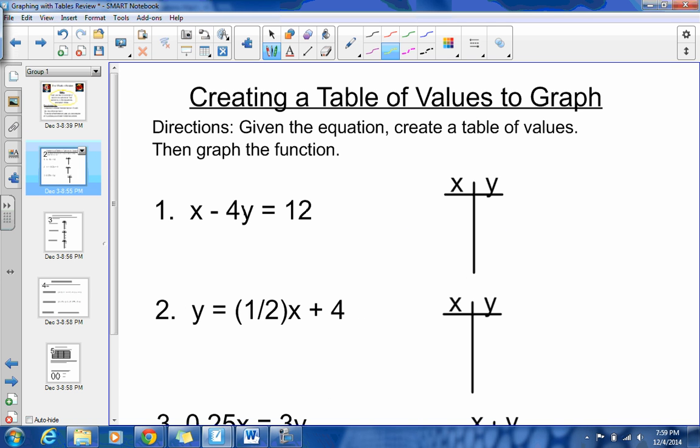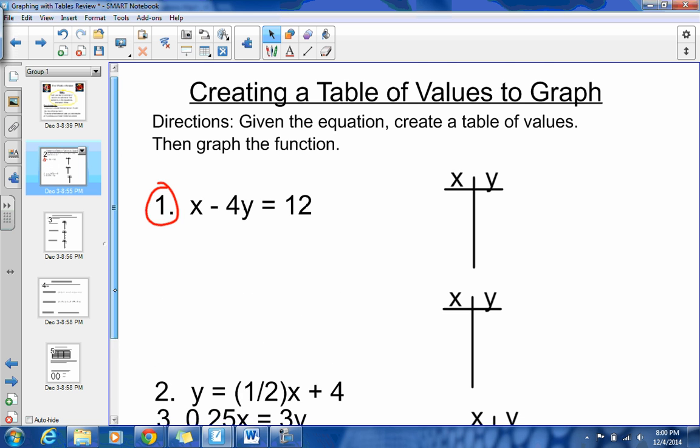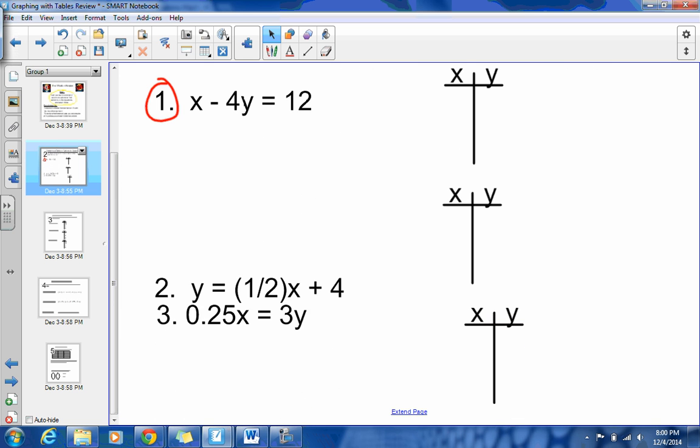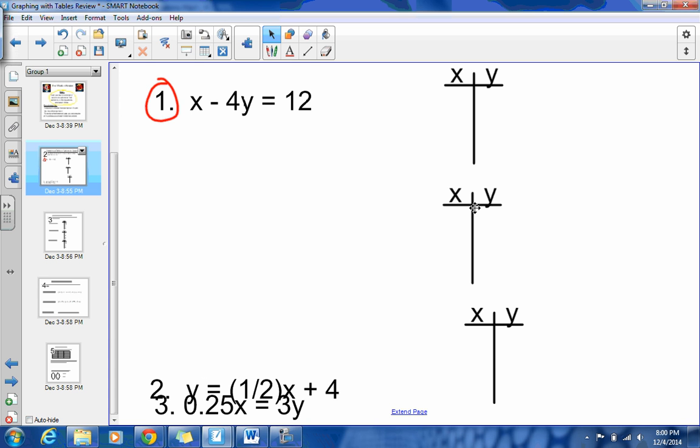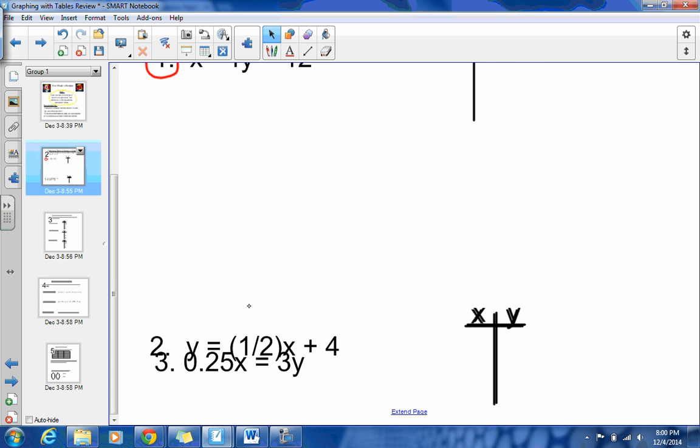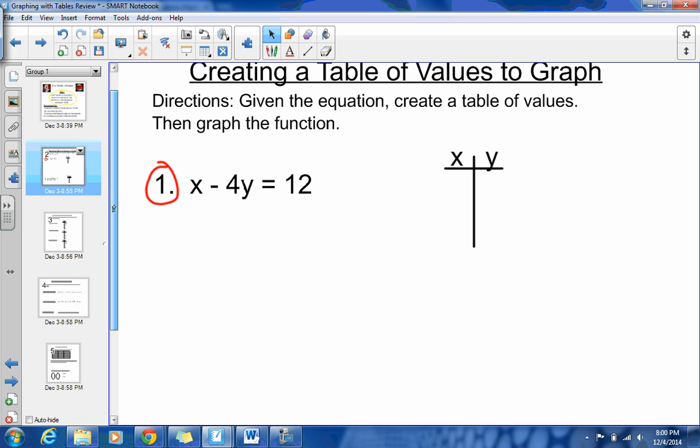So first of all, the first section says creating a table of values to graph. The directions say given the equation, create a table of values, and then graph the function. I will go through number one for you. Number one, x minus 4y. I'm going to move this down so that I have some more room to work. So we have x minus 4y equals 12.